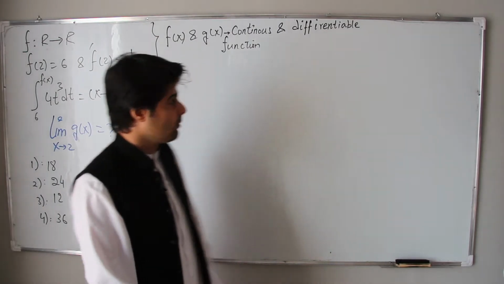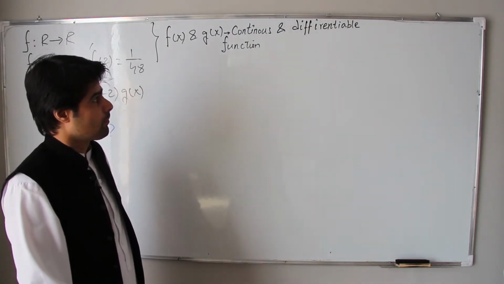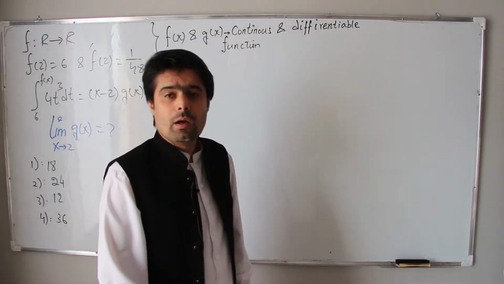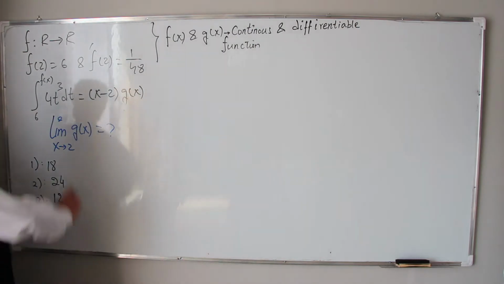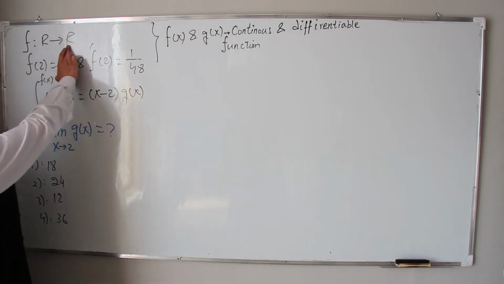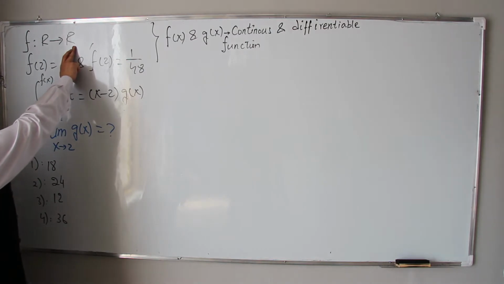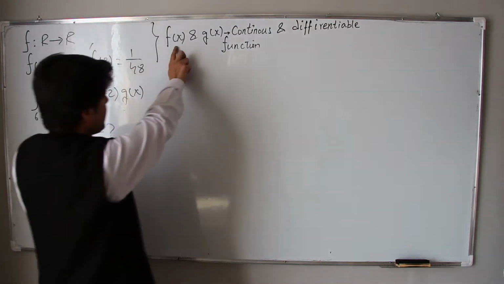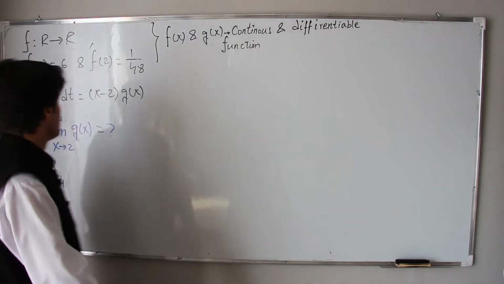By the way, for this week we have a very simple question. It's not that difficult, but we will have the solution. Here we have f from R to R. What does it mean? It means the domain is the real numbers and the codomain is also the real numbers, and f(x) and g(x) are continuous and differentiable functions, and so on.